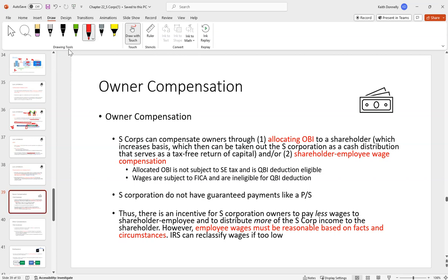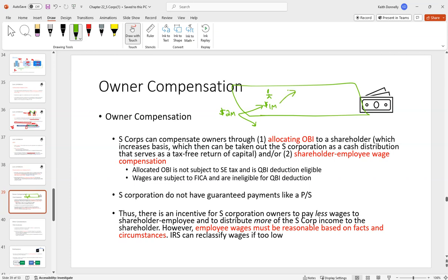So say that you have an S Corp that has, I don't know, 2 million in income, right? And let's just say there are 2 shareholders. So each of the shareholders, let's say they're 50% owners, gets $1 million. So we'll just look at this guy right here. I'll just draw him. We're going to allocate $1 million to him.